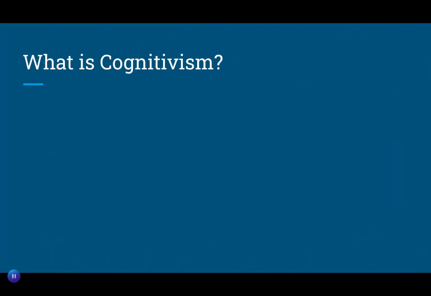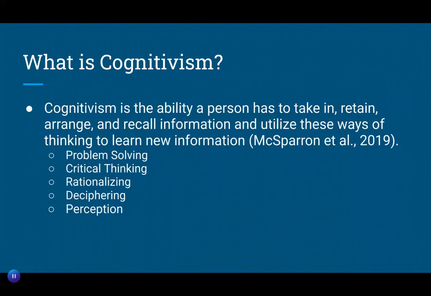So let's start. What is cognitivism? It is described as the ability a person has to take in, retain, arrange, and recall information and utilize these ways of thinking to learn new information. Some key points of cognitivism are problem solving, critical thinking, rationalizing, deciphering, and perception.